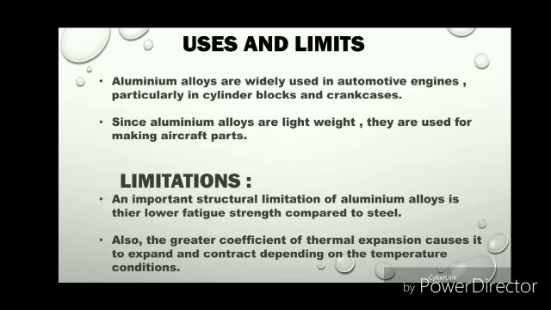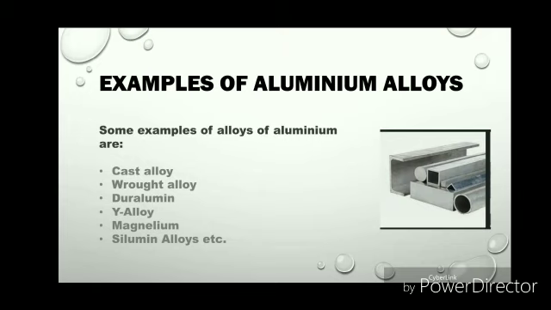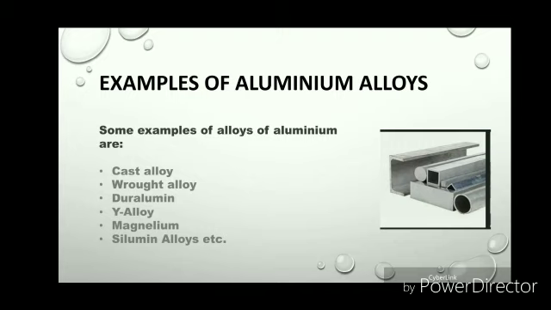Uses and limits. Aluminum alloys are widely used in automotive engines, particularly in cylinder blocks and crankcases. As aluminum alloys are lightweight, they are also used for making aircraft parts. Some major limitations of aluminum alloys are their lower fatigue strength compared to steel. Also, the greater coefficient of thermal expansion causes them to expand and contract depending on the temperature conditions. Some examples of aluminum alloys are cast alloy, wrought alloy, duralumin, Y-alloy, magnesium-silicon alloys, etc. The different aluminum alloys will be discussed in detail by Nitin, Siddharth and Sri Siddhi.